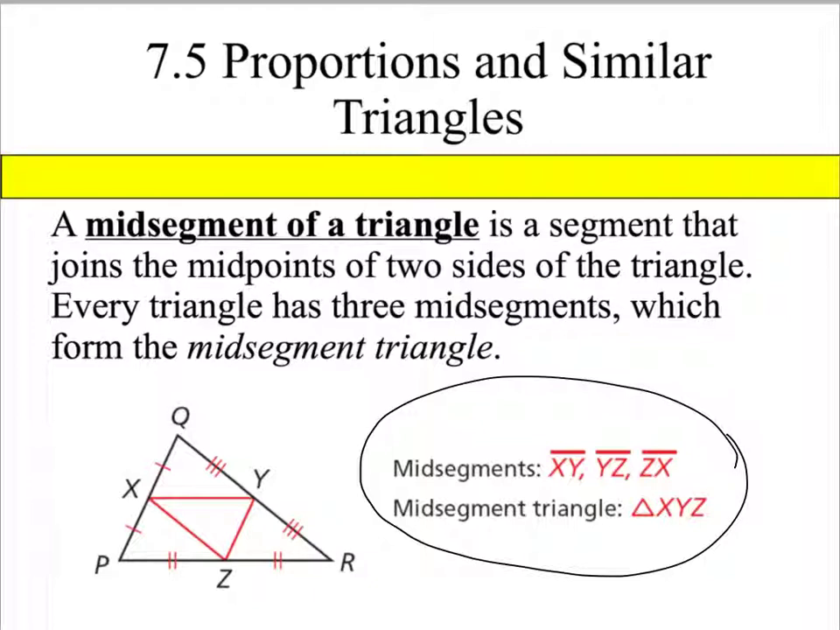All right. So if you look at a mid-segment of a triangle, a mid-segment is a segment that joins the midpoints of two sides of the triangle. So XY is going to be a mid-segment. However, it says every triangle has 3 mid-segments. Well, it has 3 sides, so it has to have 3 mid-segments to connect all 3 sides. It says which form the mid-segment triangle. That inside triangle, you will notice, is going to be triangle XYZ. That's not the big deal, but you do need to know what a mid-segment is, because with the mid-segment, you're going to have a theorem. So pause now if you haven't finished, because we're going to move on.